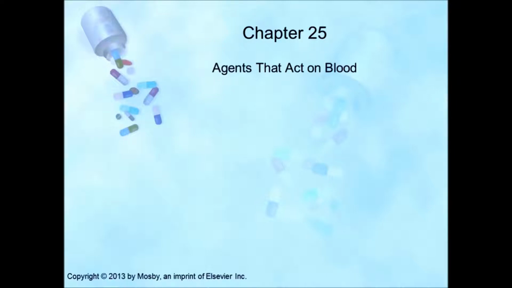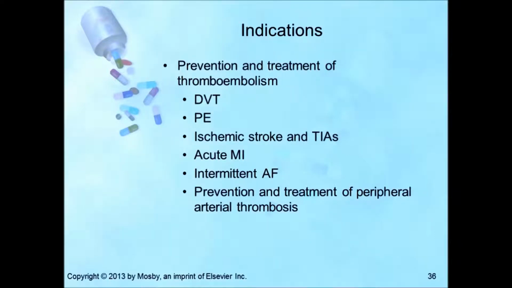So now we will move on to agents that act on blood. These medications are for the prevention or treatment of venous thromboembolism, VTEs, which include deep vein thrombosis, pulmonary emboli, arterial ischemic events such as ischemic stroke, TIAs, acute MIs, and intermittent atrial fibrillation, as well as the prevention and treatment of peripheral arterial thrombosis.